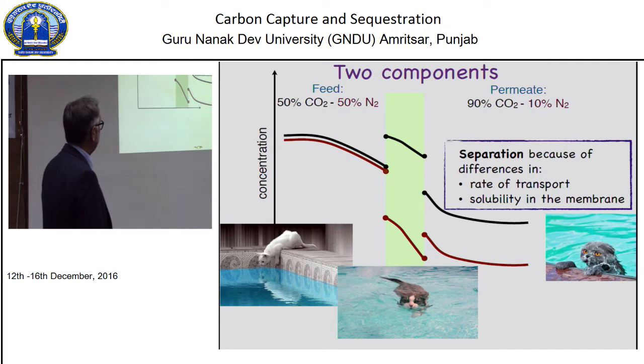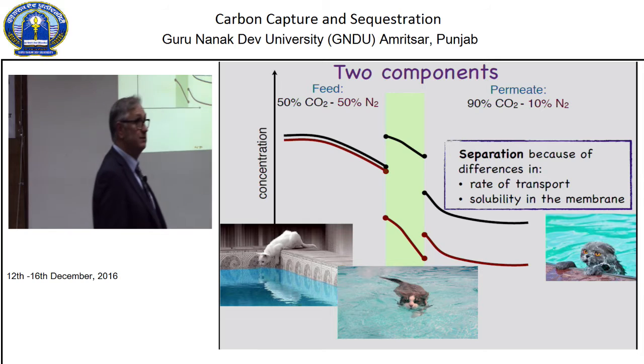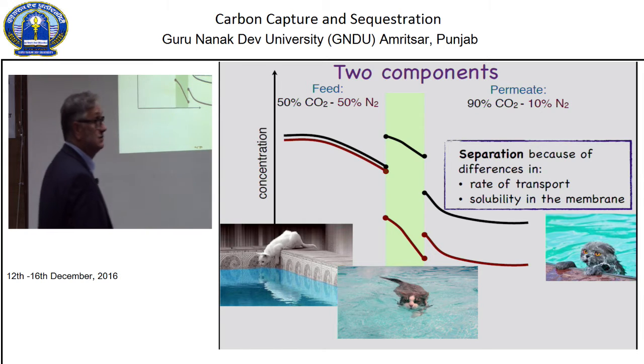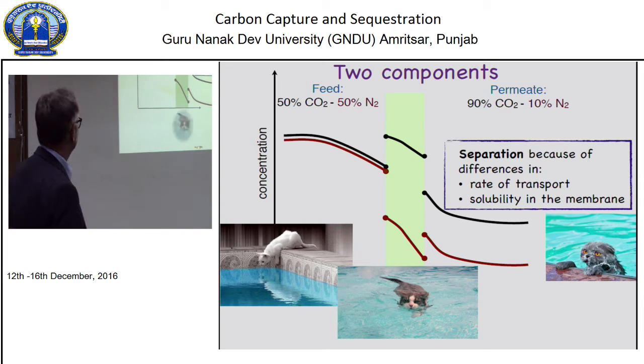And the separation happens because, first of all, this is more soluble. And you see the slope here is flatter than the slope here. That's your diffusion coefficient. Solubility and diffusion are the things you need to know and love to do membrane science. So it's actually easy to remember.